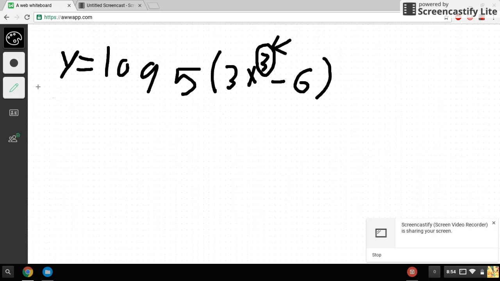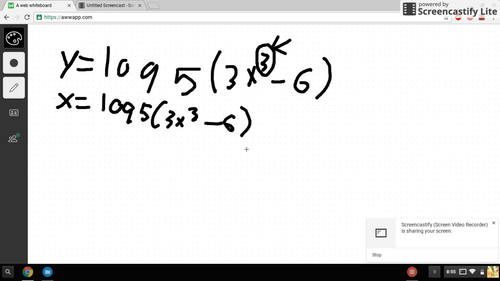First of all, the first switch is you're gonna change the variables. So you're going to change your y to x, x to y. x equals log base 5 of 3x to the power of 3 minus 6. Now that is your current form, after you switch the variables.